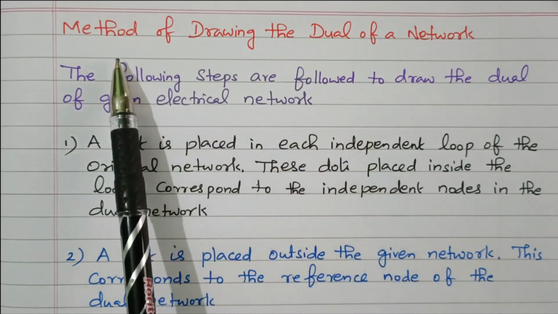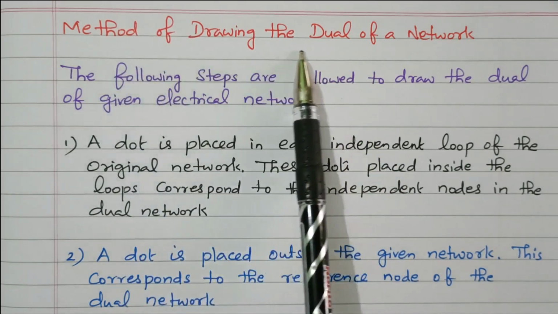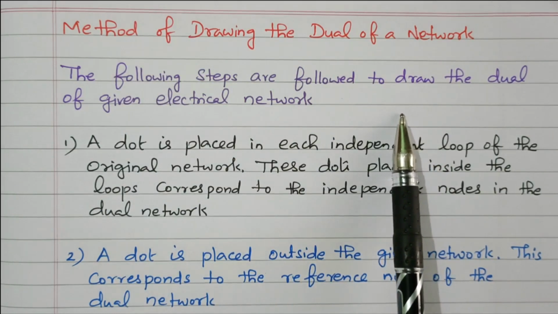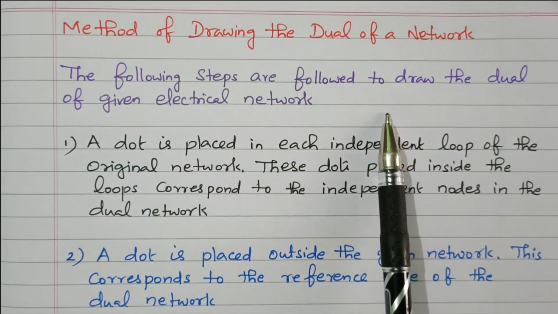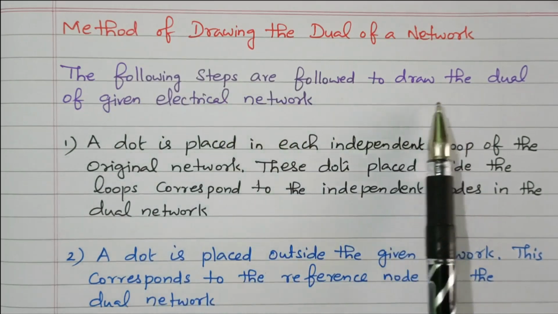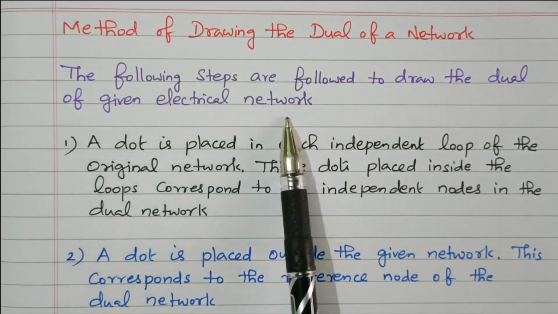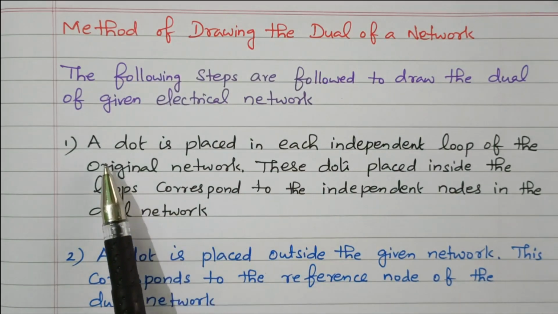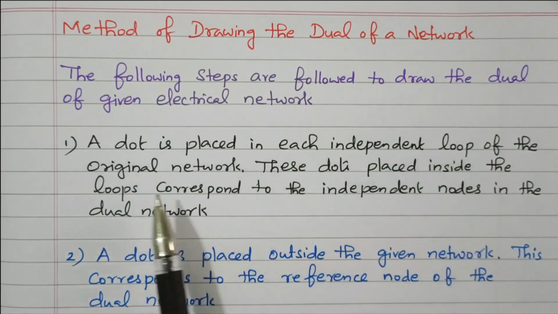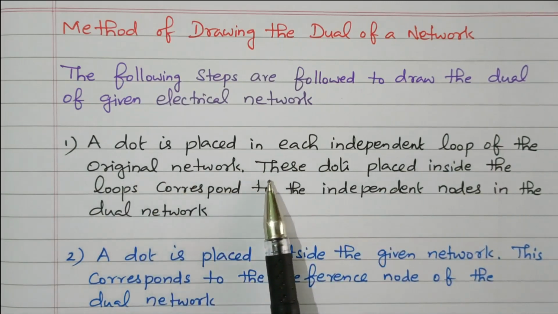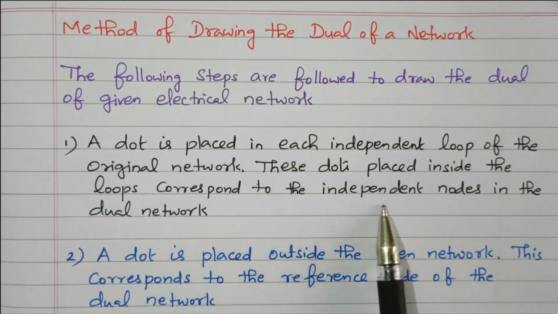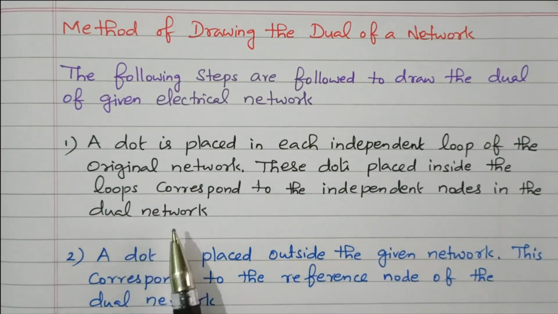Now we'll go to the topic. What is the method to draw the dual of a network? We know that from the original network we can draw the dual network, duality. The following steps are followed to draw the dual of a given electrical network. The first one is a dot is placed in each independent loop of the original network. These dots placed inside the loops correspond to the independent nodes in the dual network.